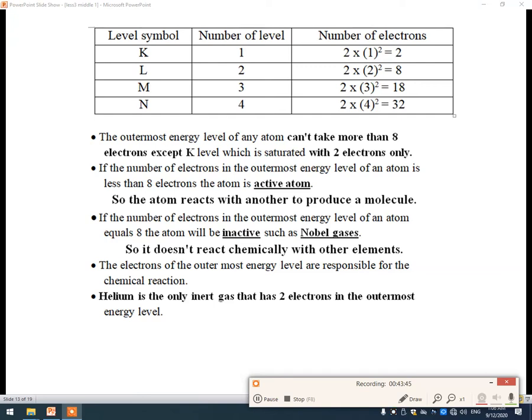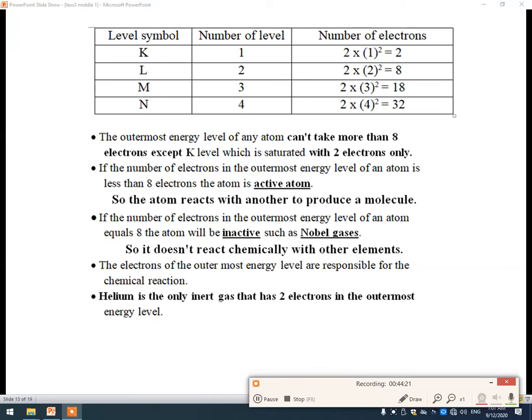And in the other way, if the number of electrons in the outermost energy level of the atom equals just 8, the atom will be inactive. I am inactive. I will not make any reaction. Like all the noble gases, all the inert gases, helium, neon, argon, krypton, xenon, radon, all the noble gases. So they don't react chemically with another element. They will not react because they are inactive.